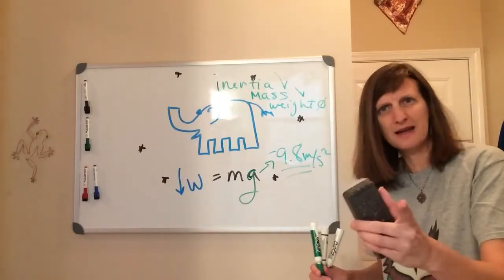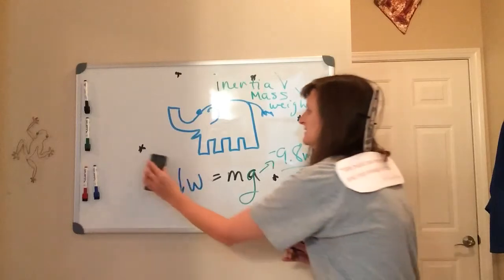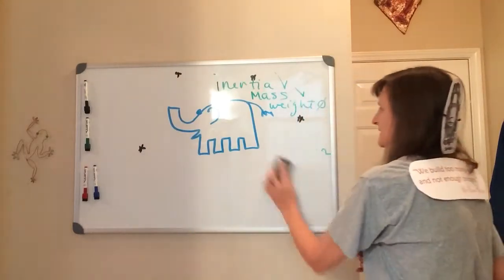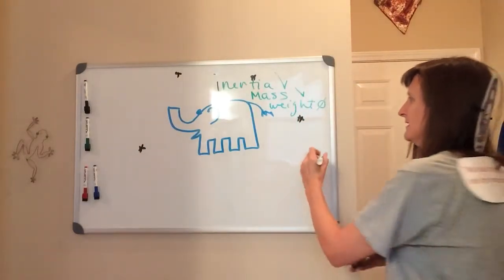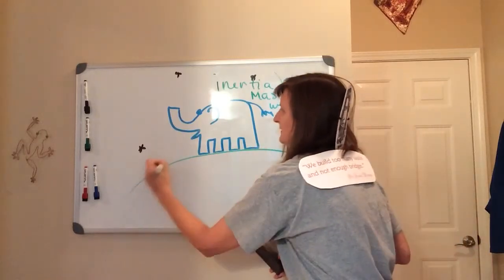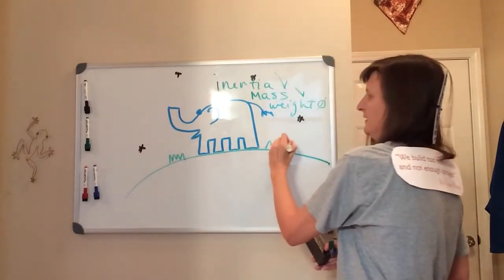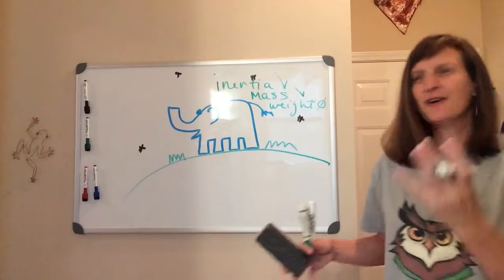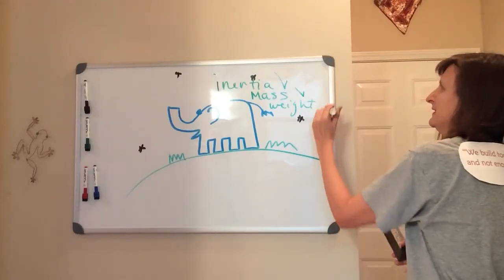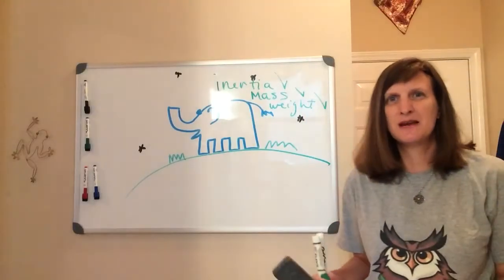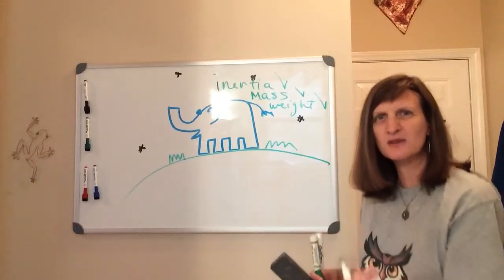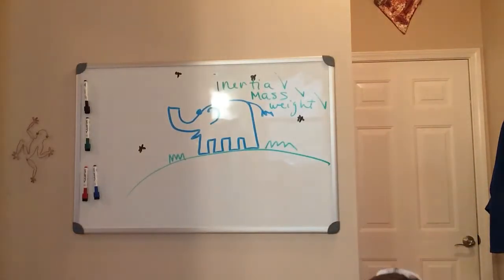And then there's one more thing we're going to do. I'm going to put the elephant on the earth. Now he has weight. Check, check. Now he has weight because he's being pulled down towards the center of the earth at a rate of negative 9.8 meters per second squared, right?